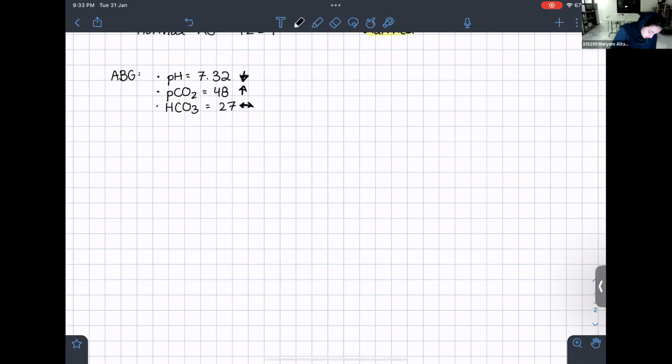So first and foremost, what do we notice? We know that the pH and the PCO2 are opposite. And we know respiratory, opposite; metabolic, equal. صح? So is it a respiratory acidosis or a metabolic acidosis? Okay, perfect. So كده we know respiratory acidosis.